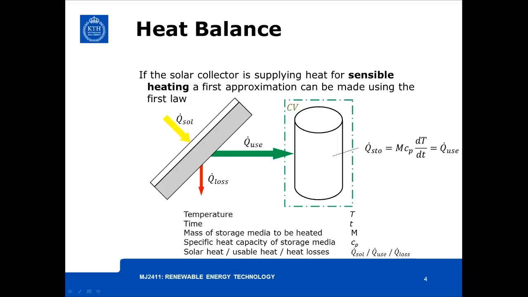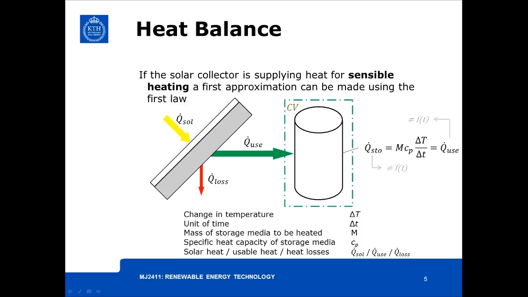If we now look at the rate of energy stored within the system, Q stored with a dot, equals m Cp times dT over dt, which needs to be equal to the usable heat which we get out of the solar collector.